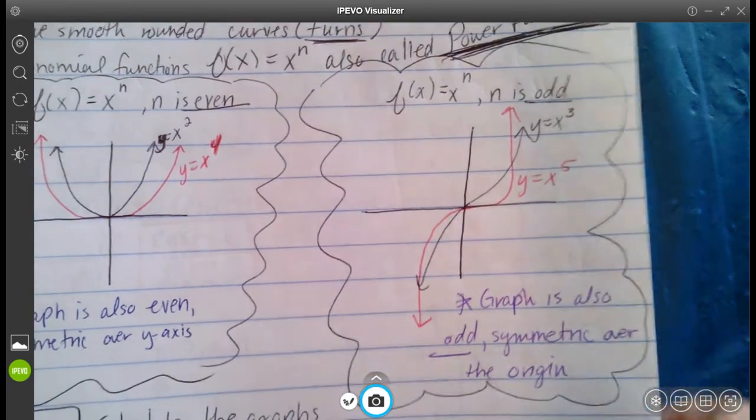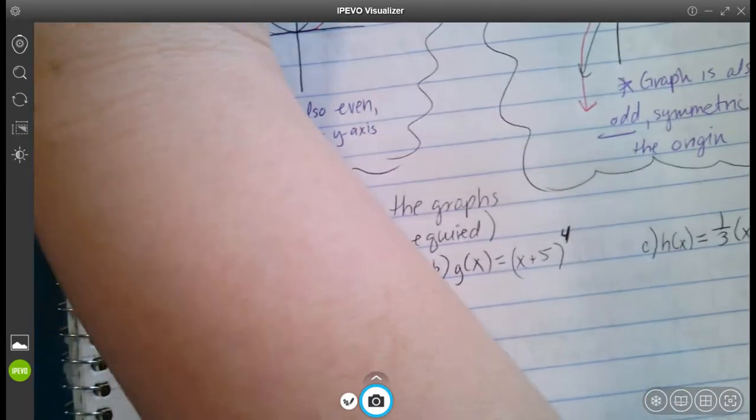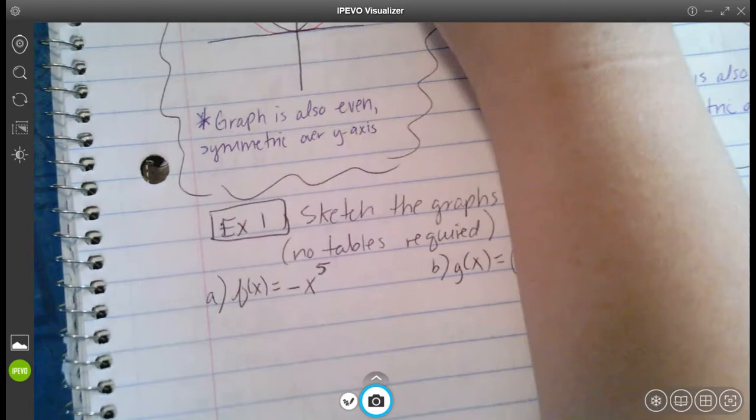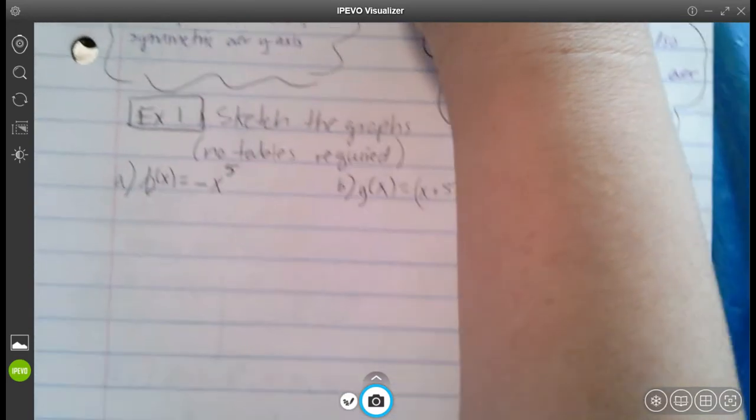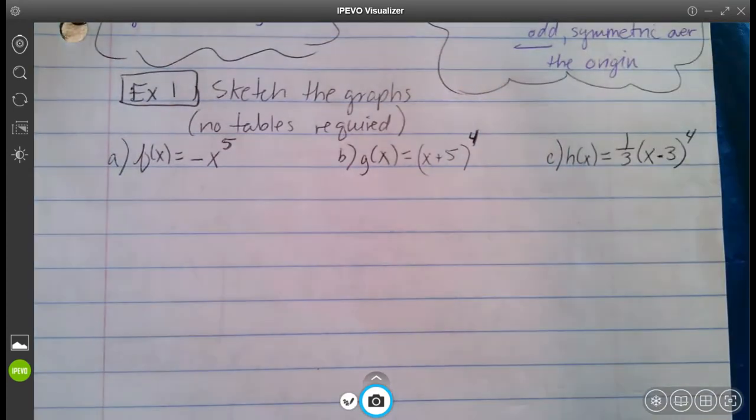We're going to go ahead and try to sketch some graphs. These are going to be very rough sketches, so they're not going to include zeros or anything like that. We're just trying to get the idea of what the graph might look like. Okay, so here we have three examples. It says sketch the graphs, no tables required.